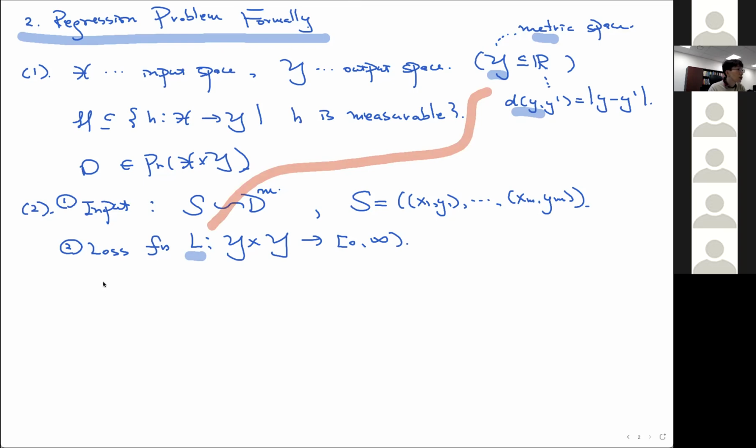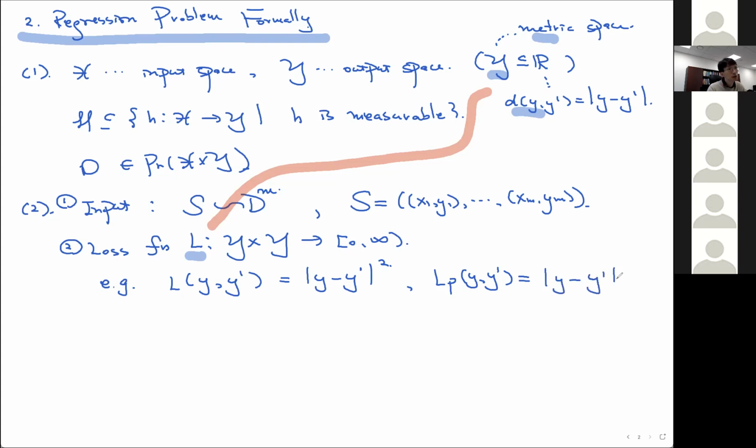For instance, one notion of the loss is the square loss, which takes the difference and then squares it. Another example, more generally, is an Lp loss, where we take the difference between y and y prime and then take the p-th power, where p is typically greater than or equal to 1. So those are the examples.